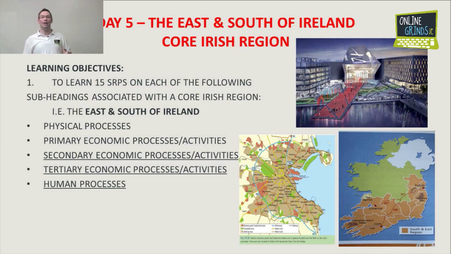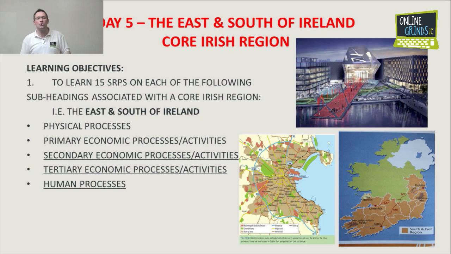And on that then you'll be looking at again the same key subheadings as always, looking at 15 SRPs in each, but you'll be looking probably more there at secondary, tertiary and human processes. So in the likes of secondary processes, the well-developed likes of computer industry in the Dublin area, the pharmaceutical industry in the Cork area. Looking then at tertiary economic activities, predominantly the rapid developments in transport infrastructure, mainly Dublin-centric or Dublin-focused, but how the region is developed from that.